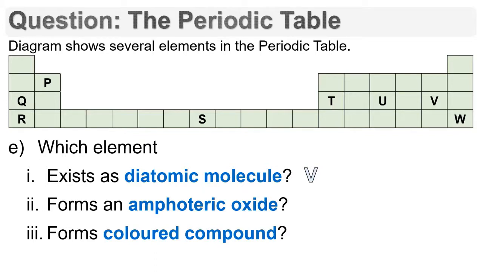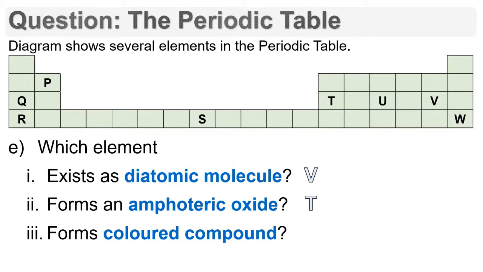Which element forms an amphoteric oxide? This refers to aluminium, which is T. Aluminium forms aluminium oxide that is amphoteric in property. Aluminium oxide, which is an amphoteric oxide, has both basic and acidic properties. Aluminium oxide reacts with both acid and alkali to form salt and water.